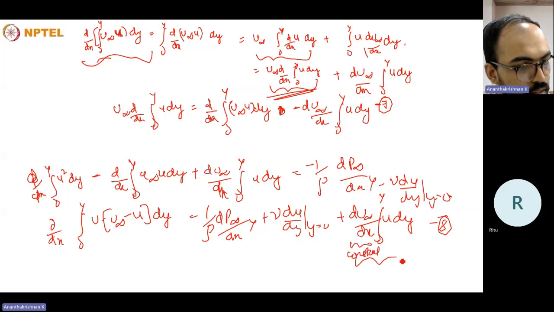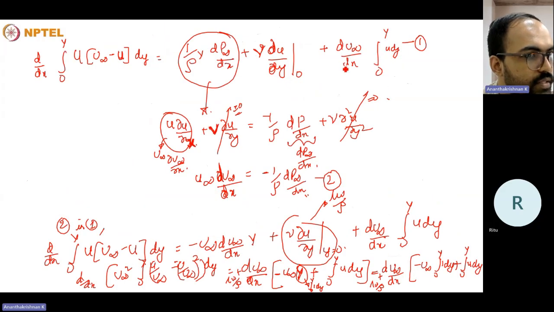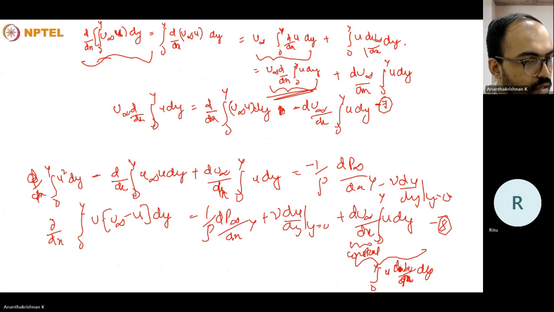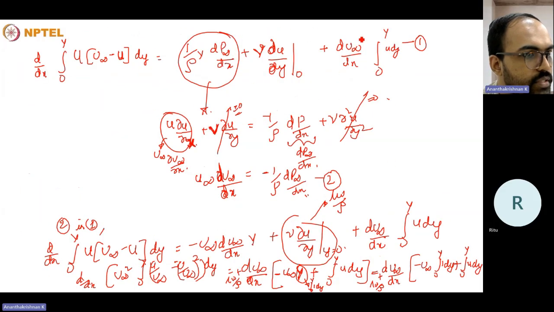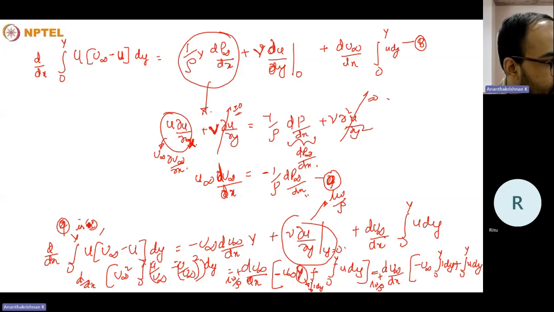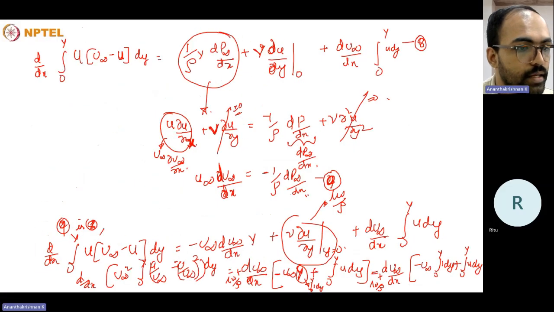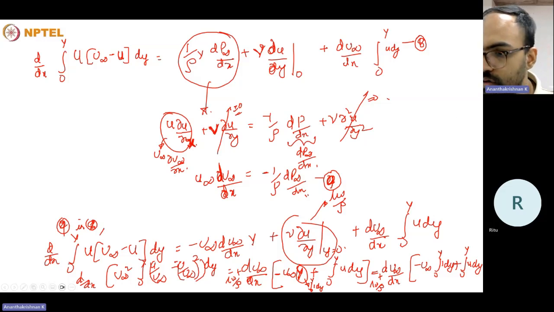So the whole term could be written as the integral of 0 to y of u du infinity by dx, constant with respect to y. That's why you can take this inside, and that will become the same as the first equation that we have discussed today. So the first equation has the term du infinity by dx integral of u dy. I'm just renumbering the rest of the things, so it will be 9 in 8. Yeah, so I hope you understood how.